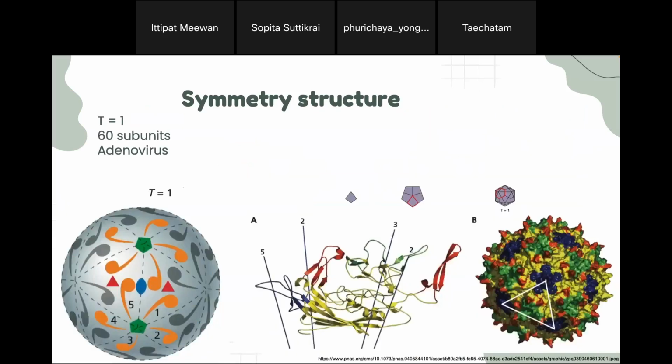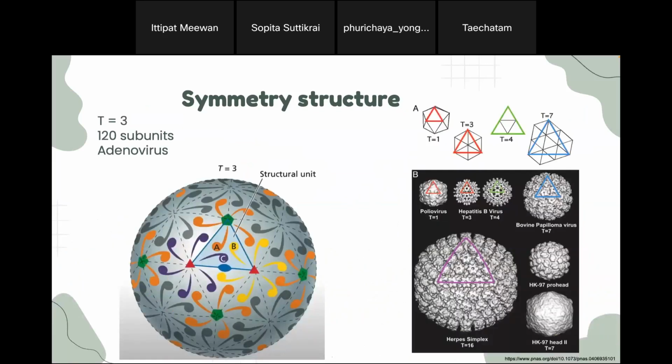Again, we have T1. T1 means 3 proteins in the triangle, times 20 triangles is going to be 60. Okay, and then for T3 it's 9 proteins, because 3 times 3 is 9, and 9 times 20 is going to be 180 right here. So this one is a typo on my part. It's 180 instead of 120.